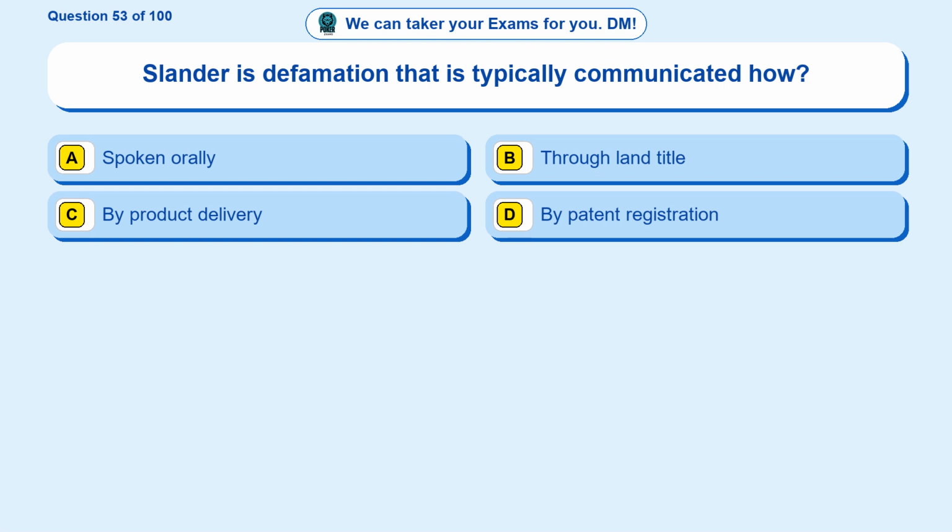Question 53. Slander is defamation that is typically communicated how? Option A, spoken orally. Option B, through land title. Option C, by product delivery. Option D, by patent registration.